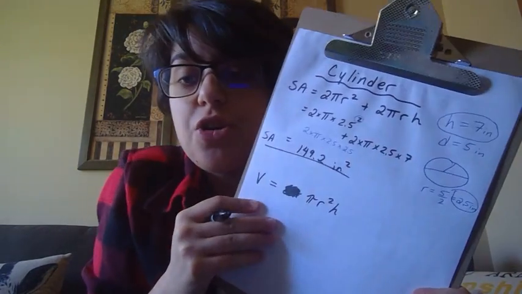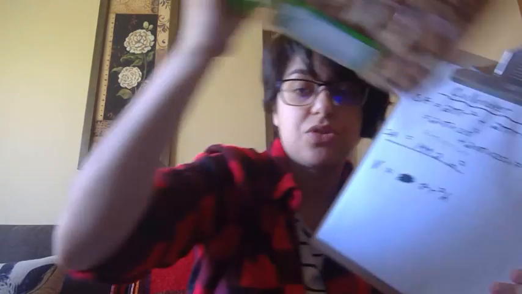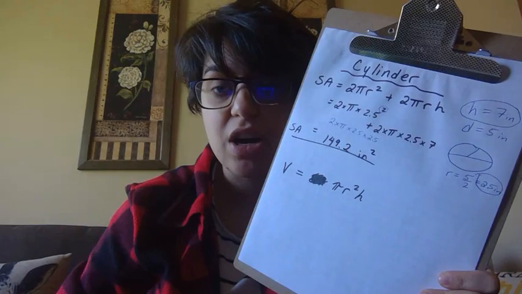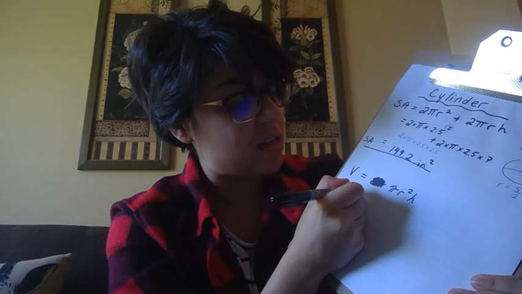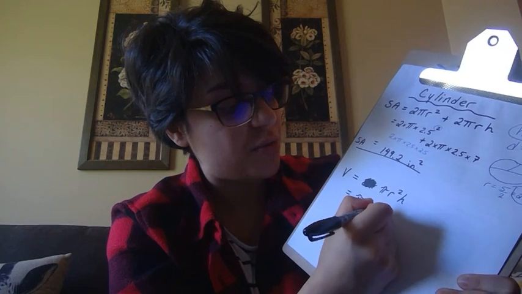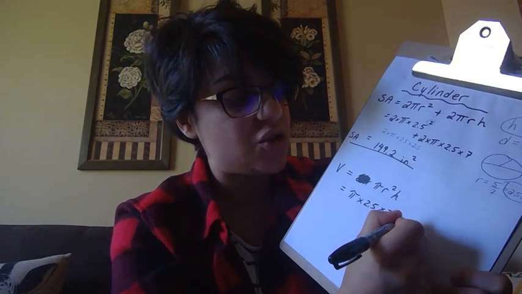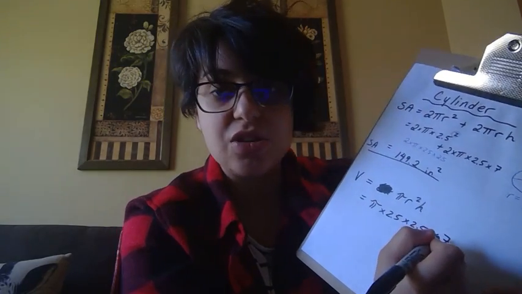For the volume, I'm going to use the same numbers, right? It's the same bucket. So the radius and my height does not change. So I just need to type this in. Pi R squared, so 2.5 times 2.5 times H, which is 7 inches.